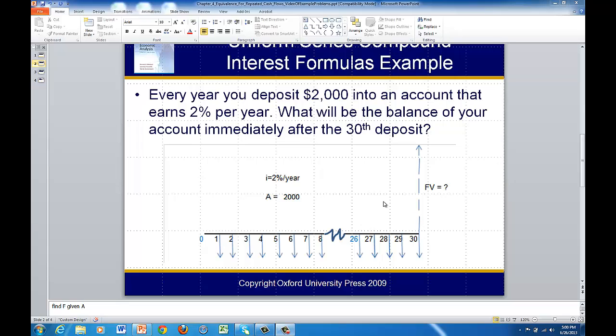So press pause and let's see if you can come up with the right answer: what is the economic equivalence at the end of year 30 of 30 uniform annual payments given 2% per year. And then we'll move on.